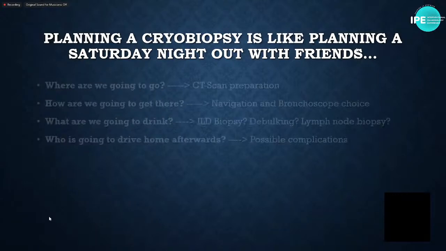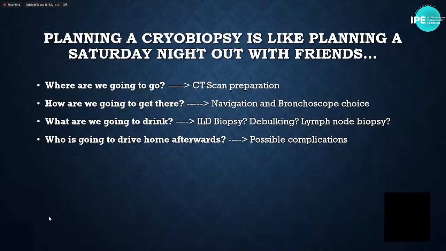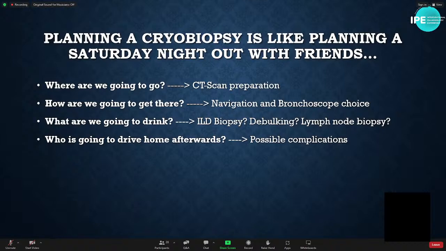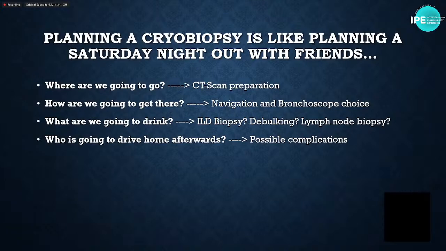Where we're going to go is the CT scan that you need to prepare your way. How are we going to get there? That's the navigation or the bronchoscope choice. And what are we going to drink? Or rather, what kind of biopsy are we planning to take? Are we planning to do an ELD biopsy, a subpleural biopsy of the lung? Are we planning to do a tumor debulking? That's where we're going to need a bigger probe. Or are we just planning to do a lymph node biopsy? That's where we're going to use a smaller probe. The last part, who's going to drive us home, is what complications can occur.